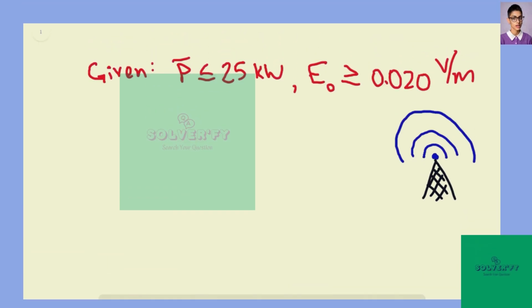In this problem, we have a radio broadcast that's being sent out with a power of no more than 25 kilowatts, and in order to be received and understood, the electric field strength at a given distance has to be at least 0.02 volts per meter. And what we want to know is what is the maximum distance that the signal can be received at.